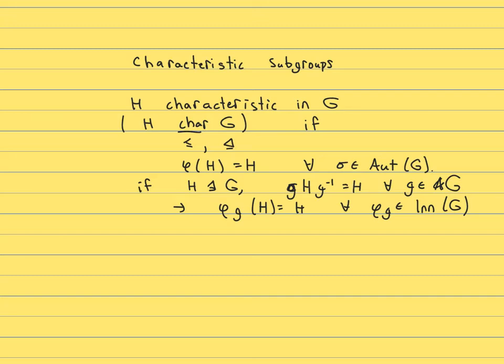So being characteristic is a stronger property. It's saying that you're fixed as a set by every automorphism. And again, by the same distinction, this is as a set, not pointwise. So the automorphism will permute the elements of H, but it permutes them among themselves. It's like saying that you're making students in a given classroom change seats, but you're not letting anyone leave the classroom.